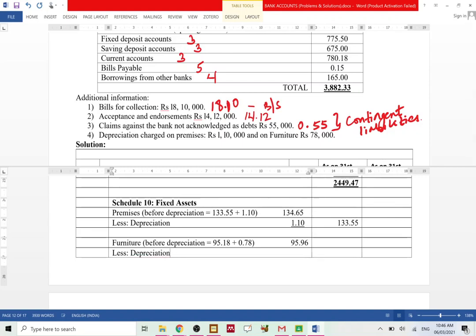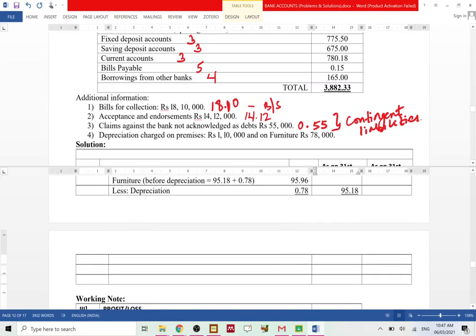Done. Less, let's show depreciation now. This is just for presentation sake. It doesn't really affect the totals because it remains the same, 133 only, or whatever is given in the balance sheet. But for presentation sake, for showing how much depreciation was charged during that year, we do this bifurcation and show it separately. So 0.78, deduct it and you get 95.18. Both depreciations are here and both the final amounts of premises and furniture are here.